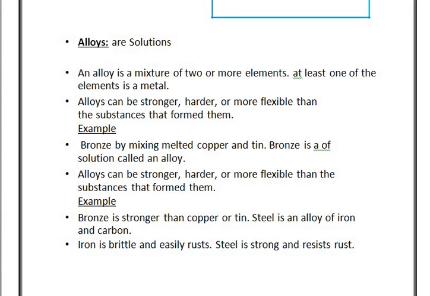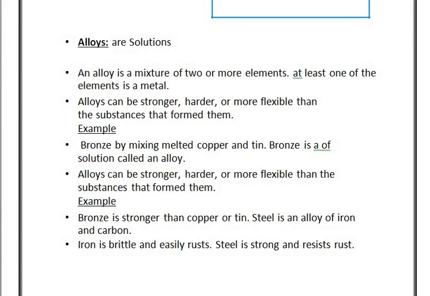Okay. Let's discuss the strengths. Which is stronger, the bronze or the melted copper or the tin? Actually, the strongest one is the bronze because it's produced by mixing two stronger things together, the melted copper and the tin. So the thing produced in the alloy always is much stronger and harder and more flexible than the substances that formed it. This is the first example, which is the bronze.